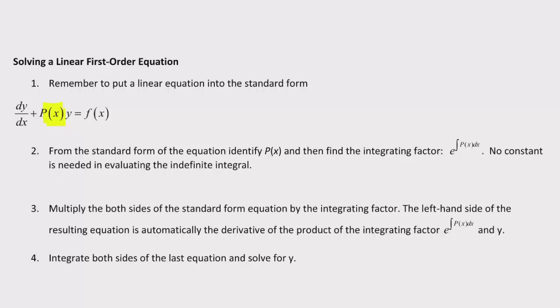Then step three, we briefly saw that when I ended up dividing by a term in the derivation phase, but step three is going to be multiply both sides of the standard form by the integrating factor. The left side is going to give us an application of the product rule, and hopefully the right side we're able to integrate on our own once we've got that simplified and figured out. And then step four is integrate both sides and then do our best to solve for y at that point.